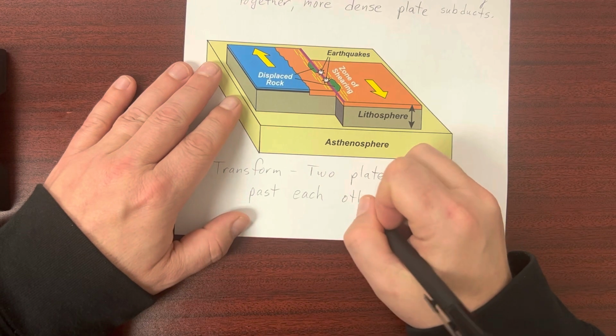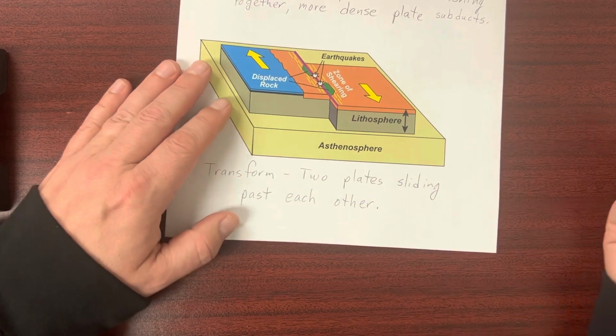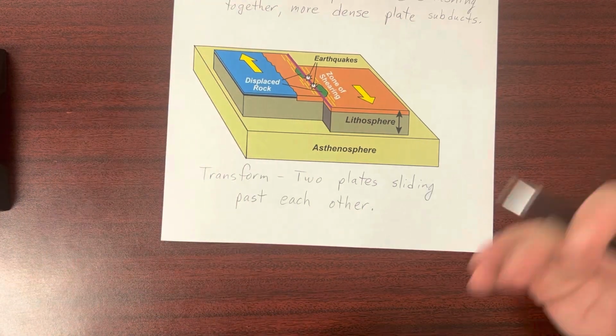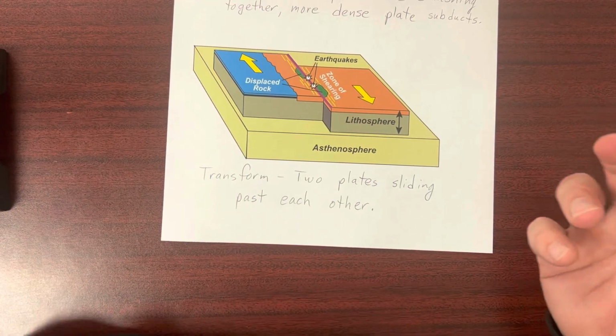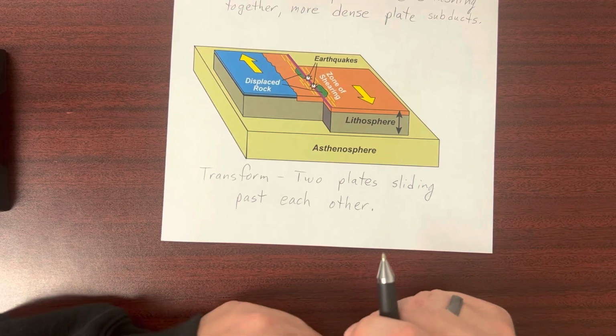So the classic transform boundary is the San Andreas Fault, which causes all the earthquakes in California, all these big earthquakes that you'd hear about in California, mainly from the San Andreas Fault and small faults around it.